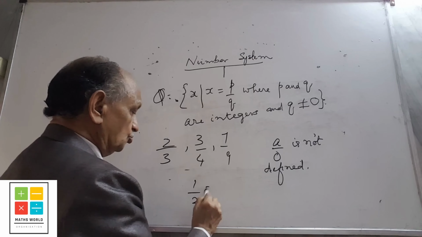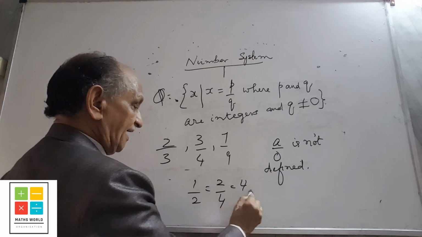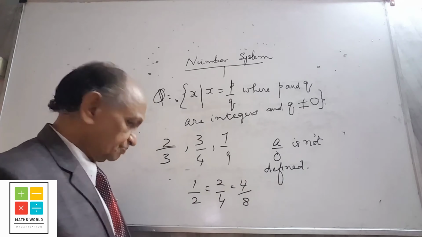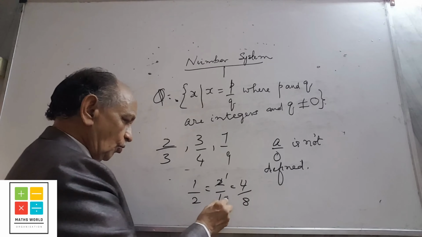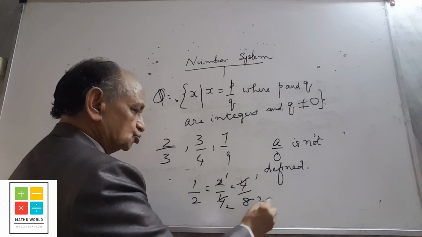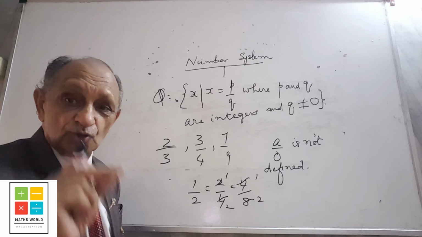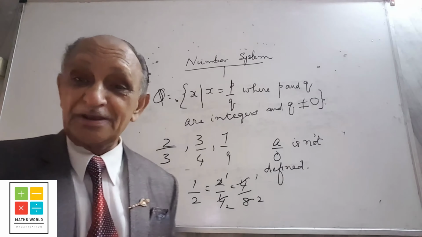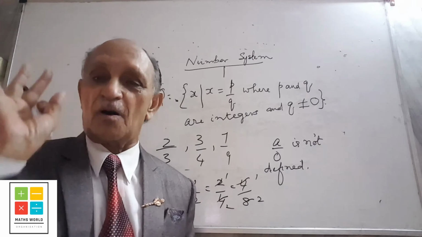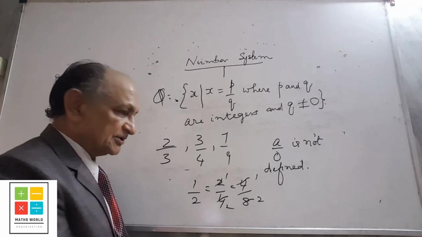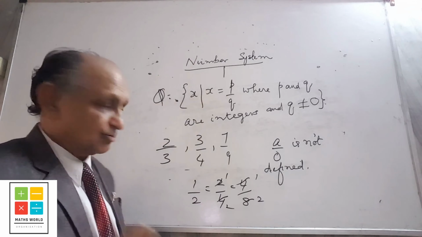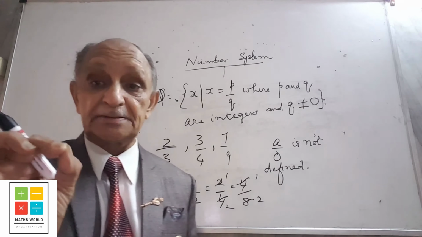Say, for example, 1 by 2, 2 by 4, 4 by 8. These are all rational numbers, equal rational numbers. They are all the same, because 1 by 2, 1 by 2, 4 ones, 4 twos, all are 1 by 2 only. So a rational number in the form P by Q must be in its simplest form. Simplest form means 2 by 4 we don't say, 1 by 2 we will say. If it is 4 by 8, we don't say it; it is rational, but simplify and give that as 1 by 2. So it should be in the simplest form.